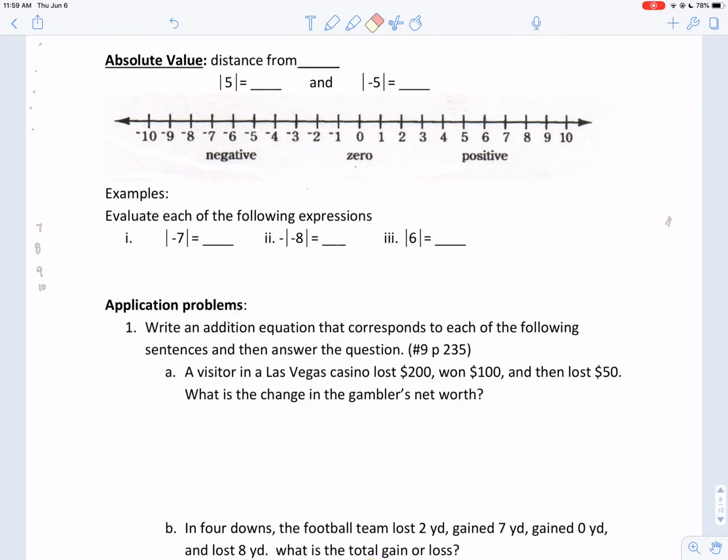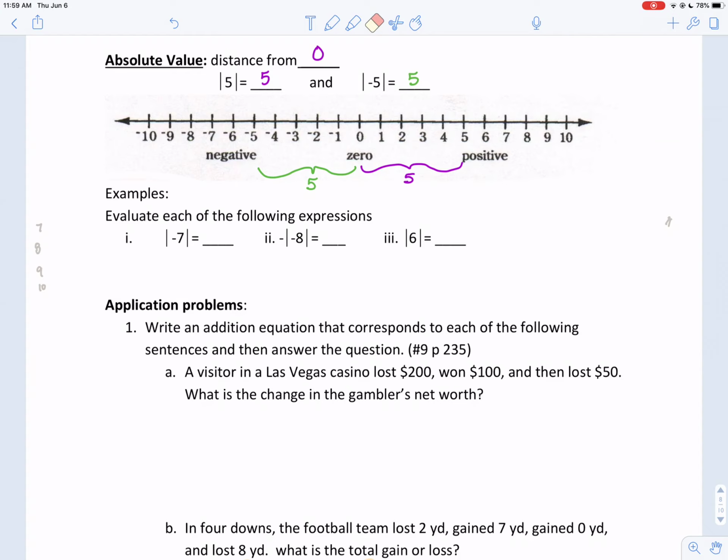In this video, we'll discuss absolute value. Absolute value is just the distance a number is from 0. So the absolute value of 5 is just the number of units that 5 is from 0, which of course is 5. Now the absolute value of negative 5, again, is the number of units from 0 that negative 5 is, which is also 5.